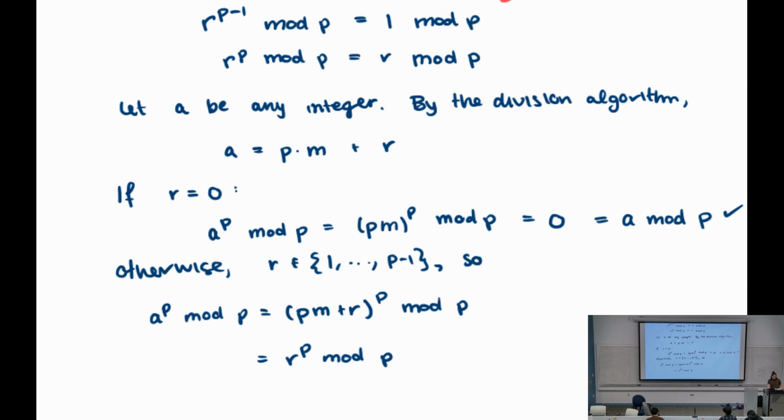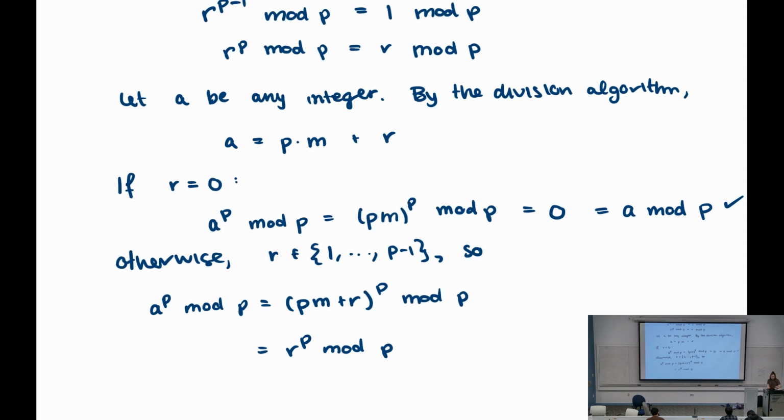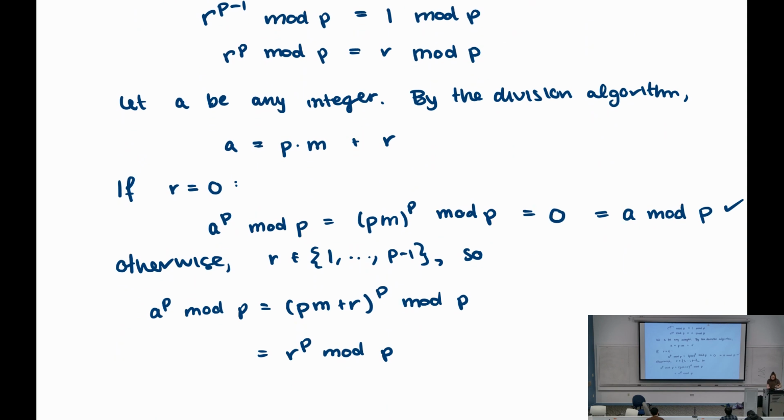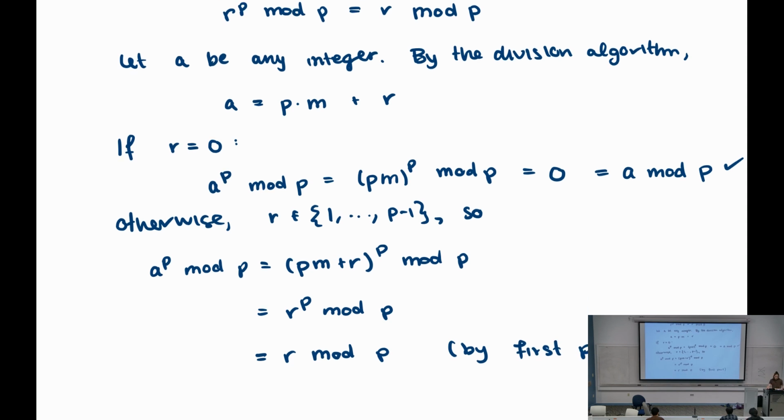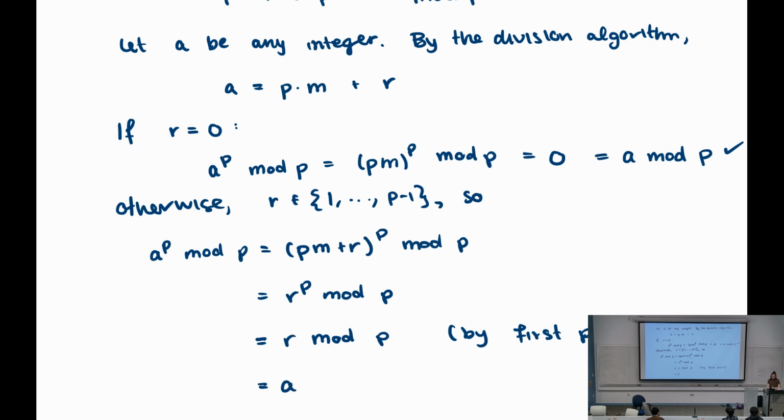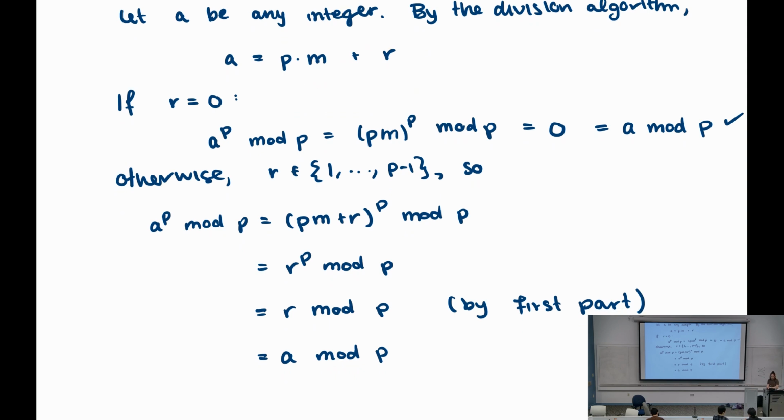Okay, so this is r to the p, and then by the first part, this is equal to r mod p. And r mod p is equal to a mod p, because this is our expression for a. So if we mod by p, then we're just left with r. And that finishes the proof of that.